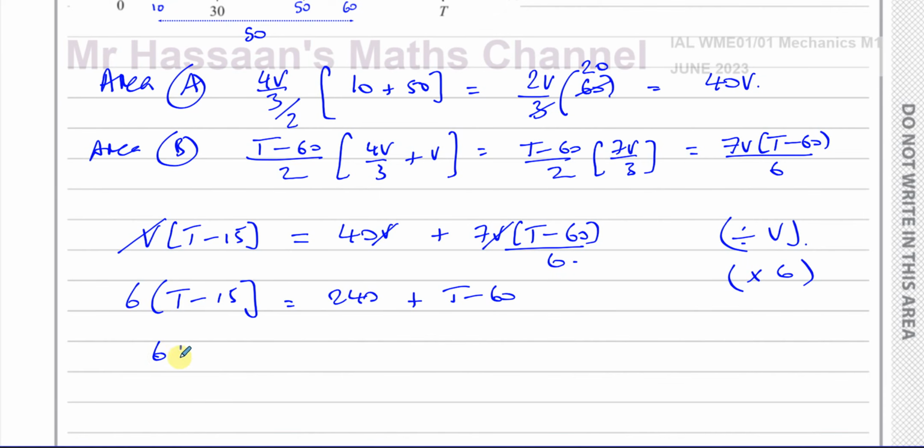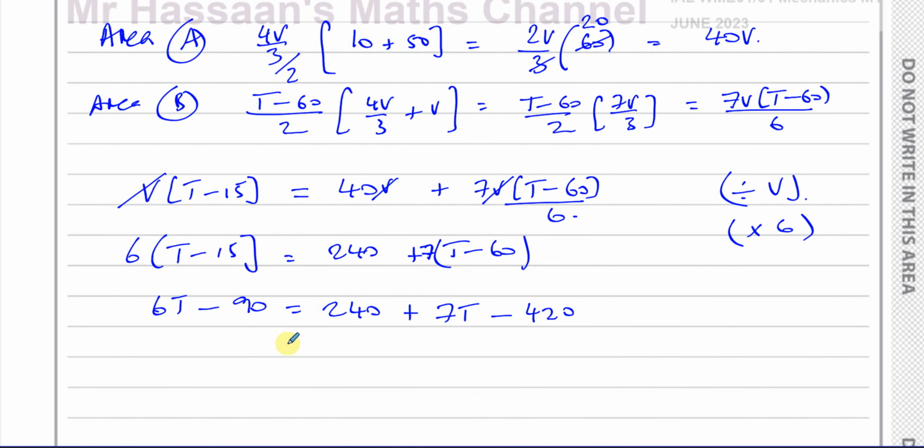Okay, so I have 6t. Oh, there's a 7 here, sorry. 7 times t minus 60. Got the 7 there, right? Be careful. Okay, cancel out the 6, but there's a 7 there. All right, so 6t minus 90, because 6 times 15 is 90, is equal to 240 plus 7t minus 420. 7 times t minus 420.